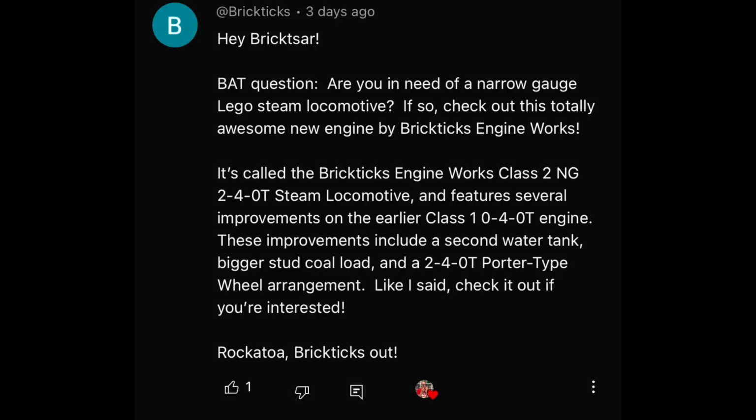All right, here's one from BrickTsar. It says, "Hey BrickTsar, back question. Are you in need of a narrow gauge Lego steam locomotive? If so, check out the totally awesome new engine by BrickTsar Engine Works. It's called the BrickTsar Engine Works Class 2NG240T steam locomotive and features several improvements over the earlier Class 1 040T engine. These improvements include a second water tank, bigger stud coal load in a 240T Porter type wheel arrangement. Like I said, check it out if you're interested."